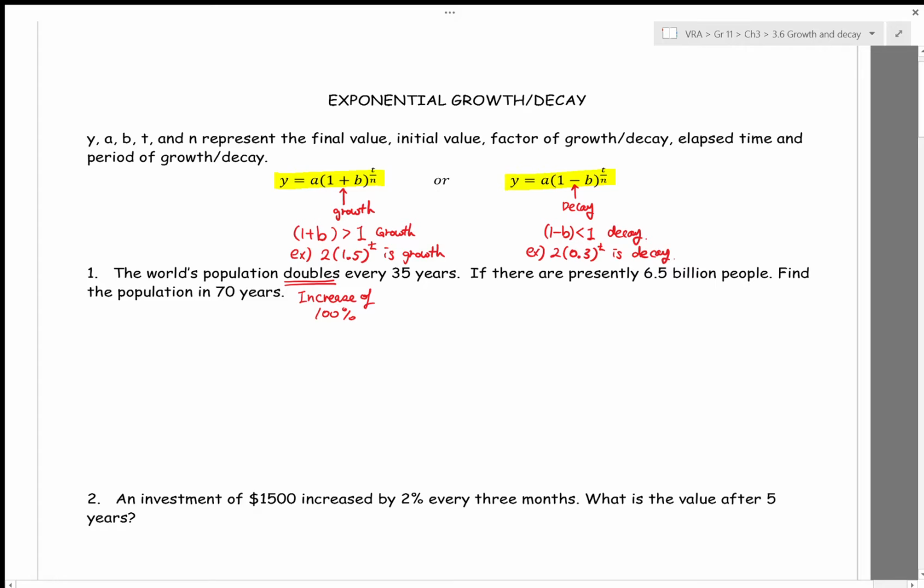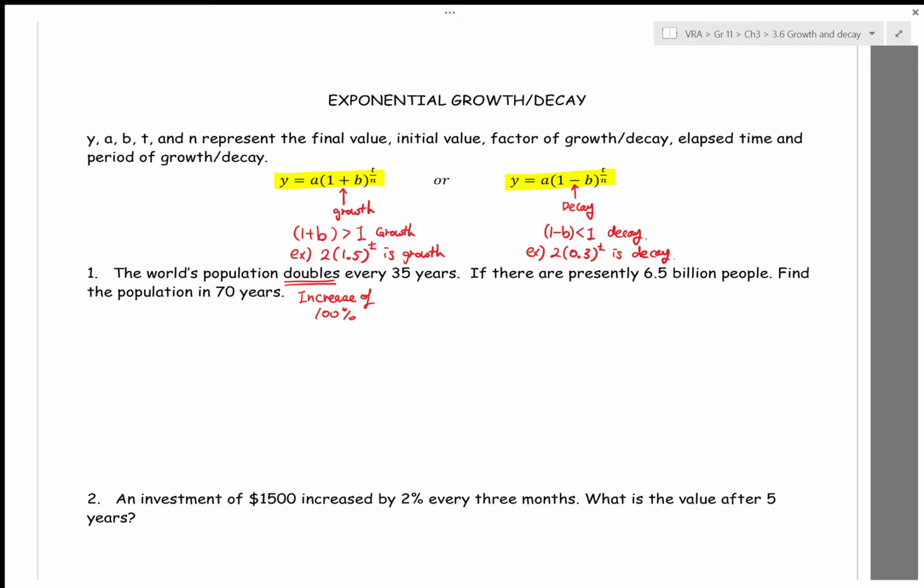Now, if you look at this, we have y equals a, bracket 1 plus b, bracket to the power of t over n, and then the other one is minus instead of plus. Now, as I listed up here, a represents the initial value, okay? It is the initial value. Y is the final. Now b, it says factor of growth or decay. It means how much it's decreasing or increasing by, okay?